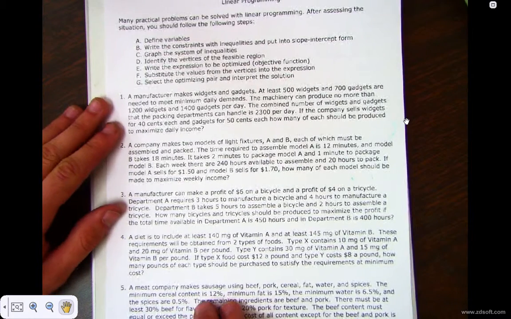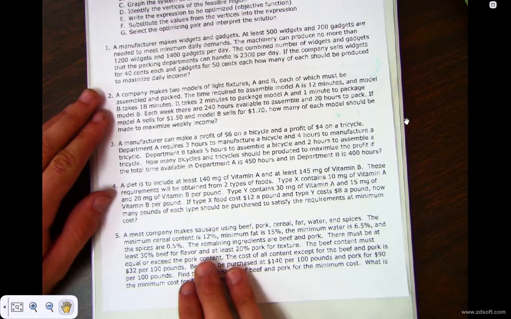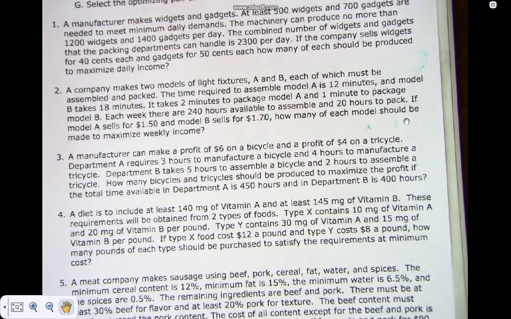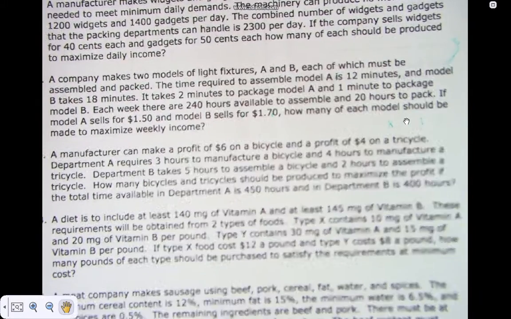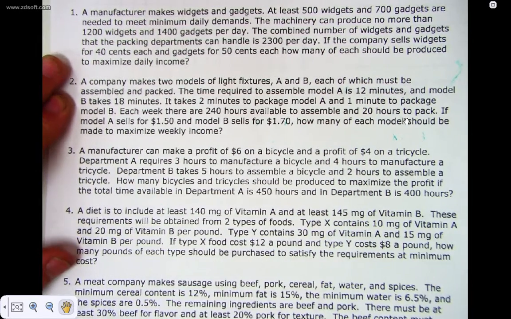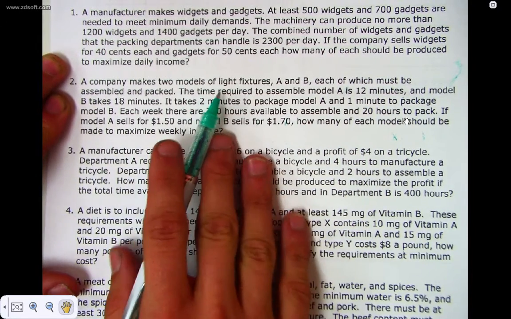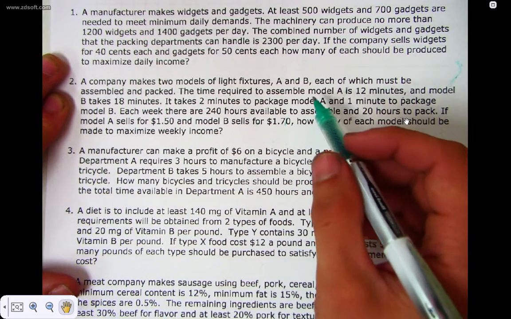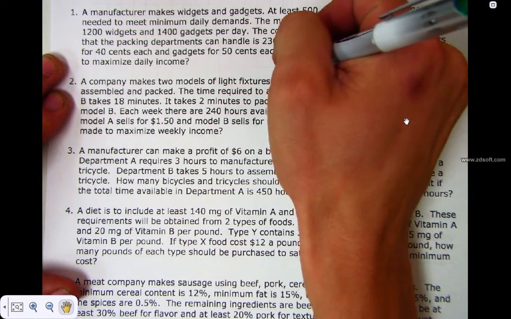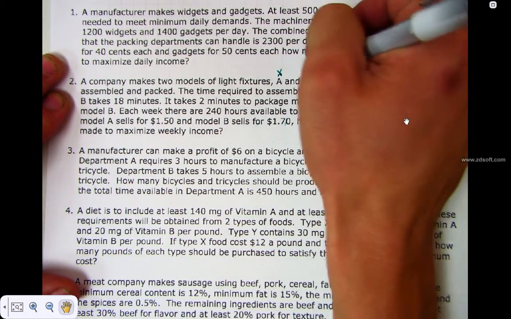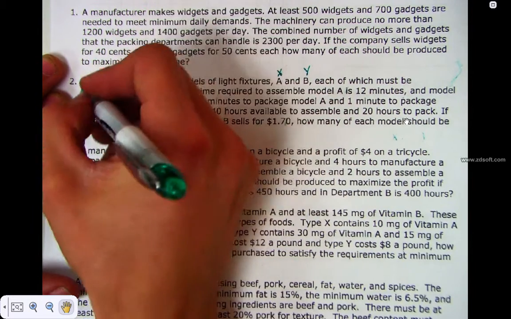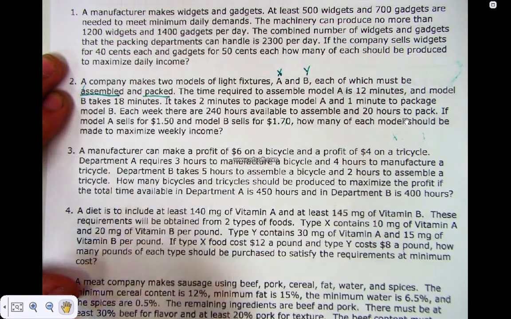Okay, so let's go ahead and start on number 2. I'm going to zoom in a little bit so y'all can see it better. Okay, so number 2, it says a company makes 2 models of light fixtures. There's model A, there's model B. Now, generally speaking, I would just use 2 variables A and B for this, but I'm going to use X and Y just for the sake of the back side of this paper. X and Y, each of which must be assembled and packed. So we're doing 2 things. We're assembling and we're packing.